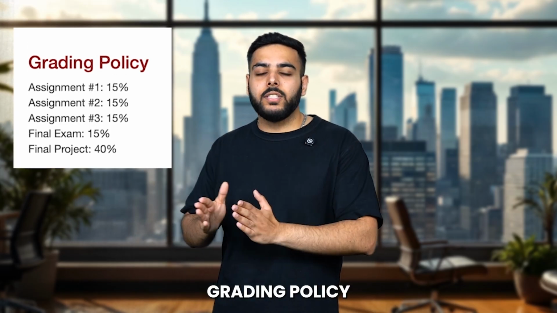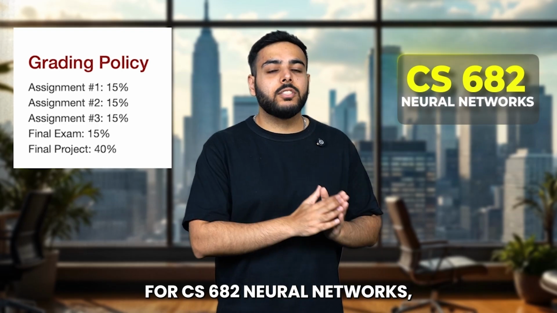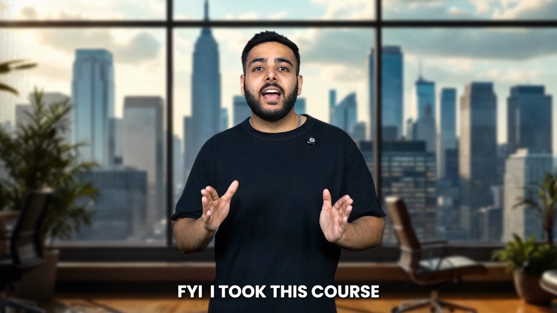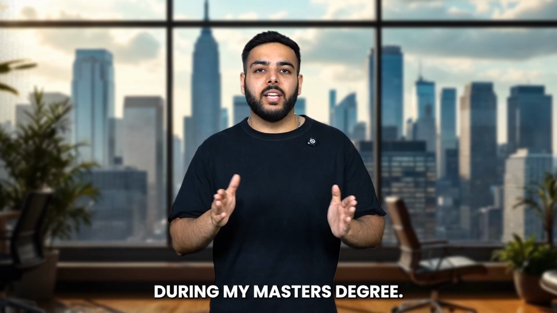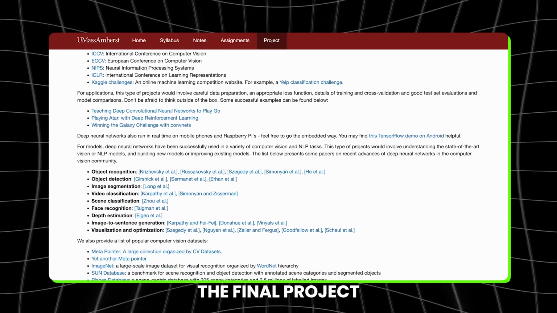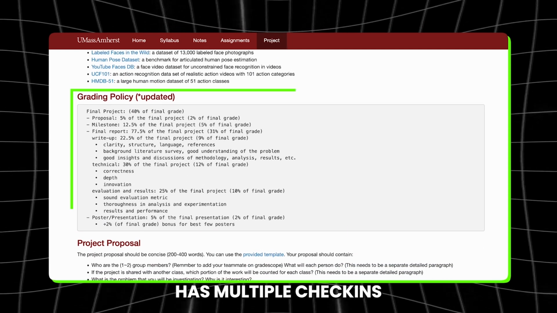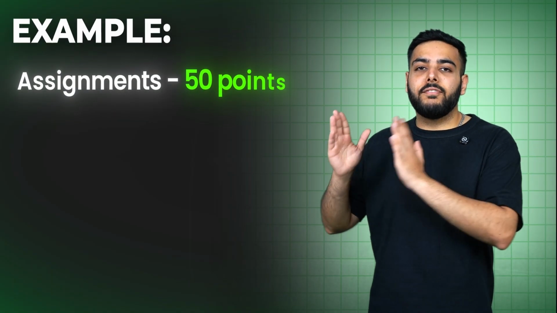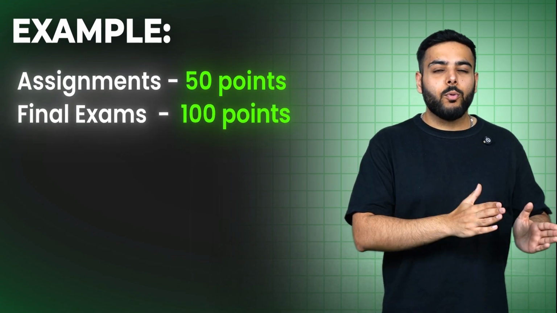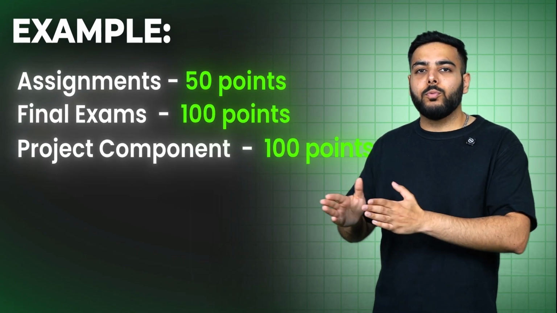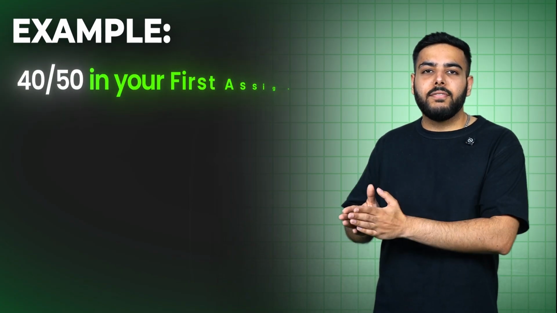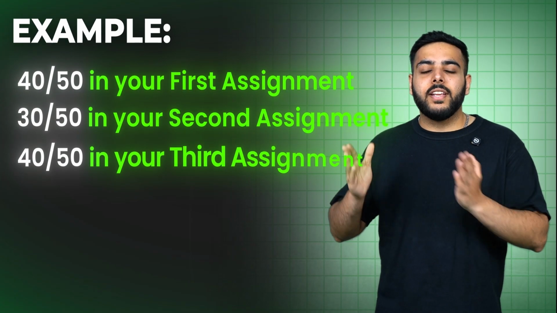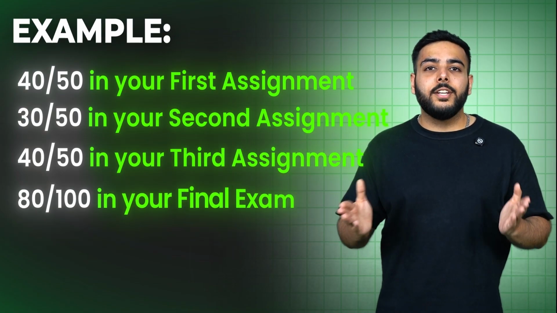Now, this is the grading policy for CS 682 Neural Networks, a Modern Intro course offered at UMass in fall 2020. FYI, I took this course as well during my master's degree. As you can see here, even the final project component in itself has multiple check-ins throughout the semester. Now, assuming the assignments were out of 50 points, the final exam out of 100 points, and the project component out of 100 points, let's say you scored 40 out of 50 in your first assignment, 35 out of 50 in your second, 40 out of 50 in your third assignment, and 80 out of 100 in your final exam.